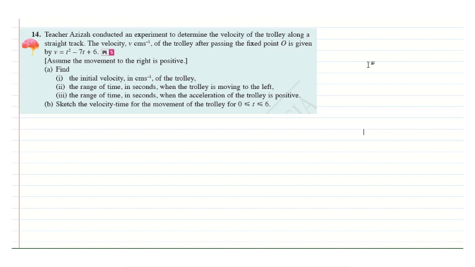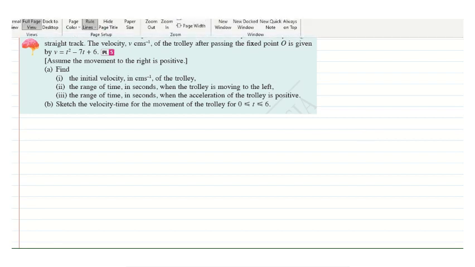Question number A1. Find the initial velocity in centimeter per second of the trolley. Question number 2. The range of time in seconds when the trolley is moving to the left. Question number 3. The range of time in seconds when the acceleration of the trolley is positive. And then question B. Sketch the velocity time graph for the movement of the trolley for t between 0 to 6 seconds.